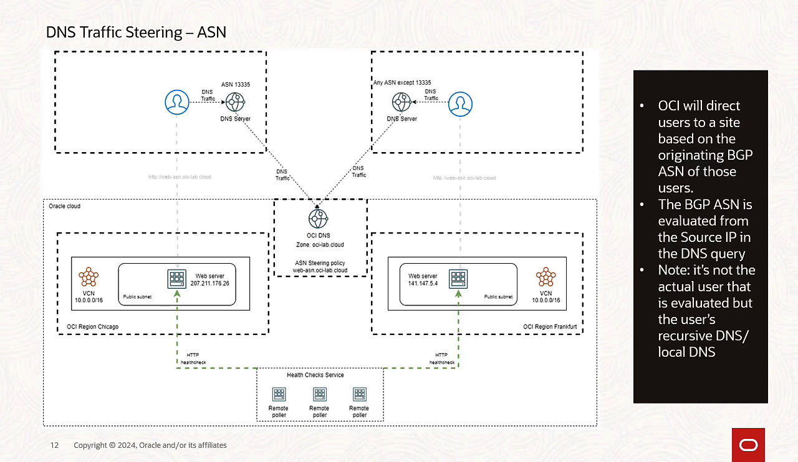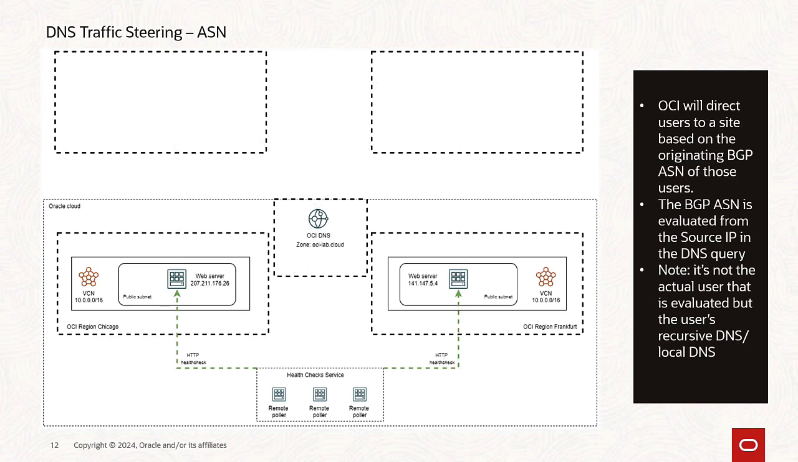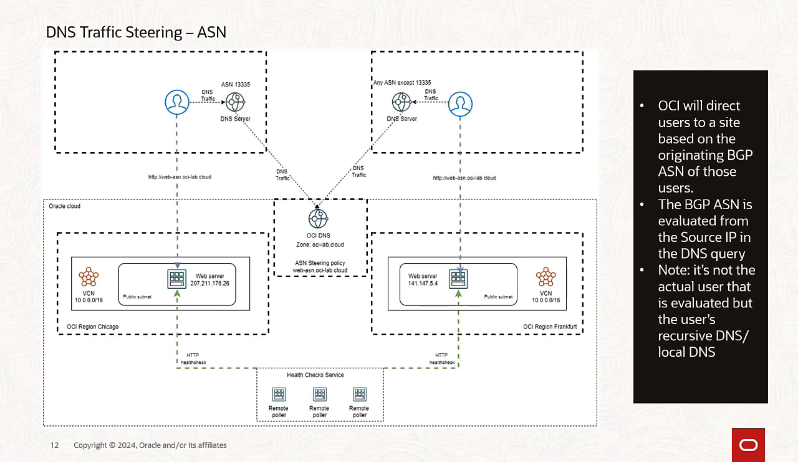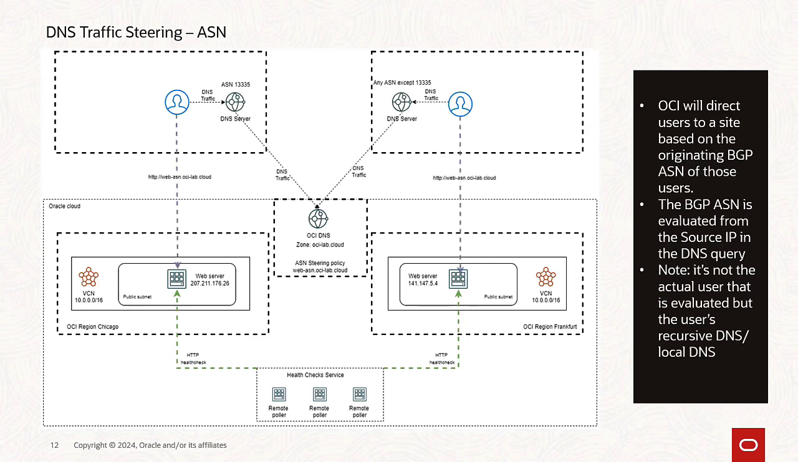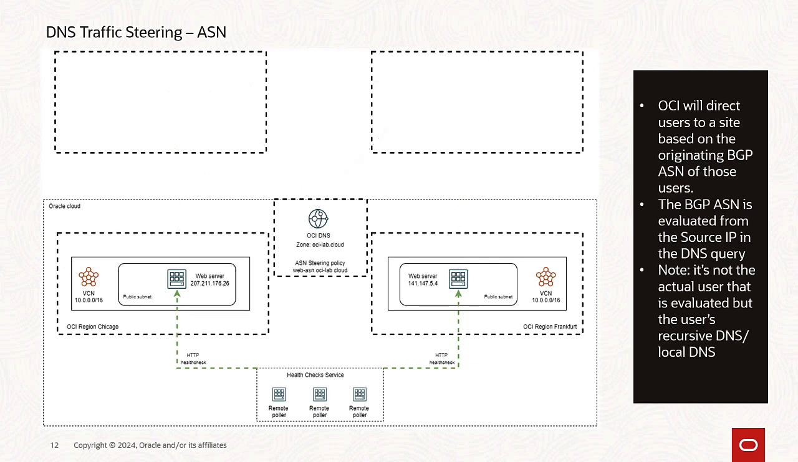And the discussion on health checks applies. Again, you can have this policy fail over to the other site should the site go down, right? So for example, if Chicago goes down, even the Cloudflare users will be directed to Frankfurt.